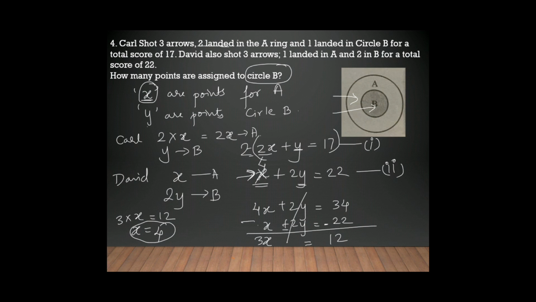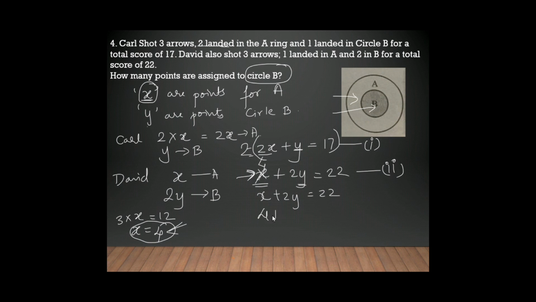I'll just show it to you here. Since there is no place, I'll just erase this. So what I'm going to do is take x plus 2y is equal to 22. In this expression, I'm going to substitute the value of x as 4. So 4 plus 2y is equal to 22.